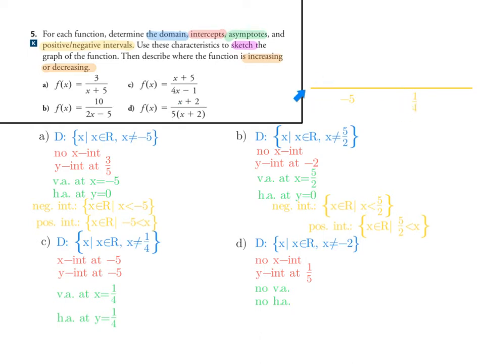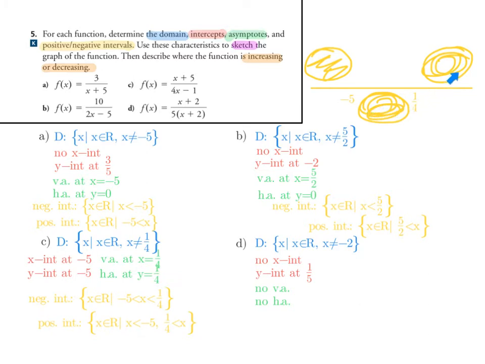When you have a really, really large negative number, so anything up to -5, you're going to have a negative over a negative, so it's going to be a positive interval. Between these two numbers, let's say like 0, you're going to get a positive over a negative, so you're going to get a negative interval. And on the right hand side, let's say like at 100, you're going to get a positive over positive, so a positive interval. So it's going to go from positive to negative to positive.